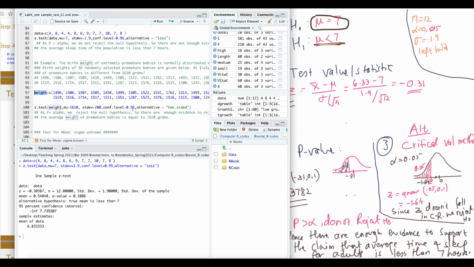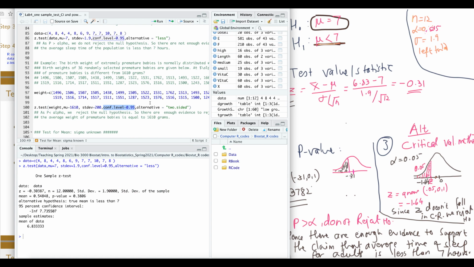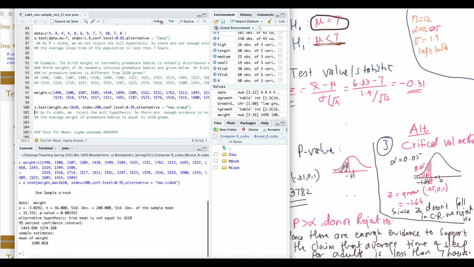Confidence level is 0.95. Why? Because alpha is 0.05, so confidence level is 1 minus alpha, that is 0.95. Alternative is two-sided, okay? If you run this data and then the z test, you get what? You got the p-value less than alpha. So p-value is less than alpha means we reject the null hypothesis.